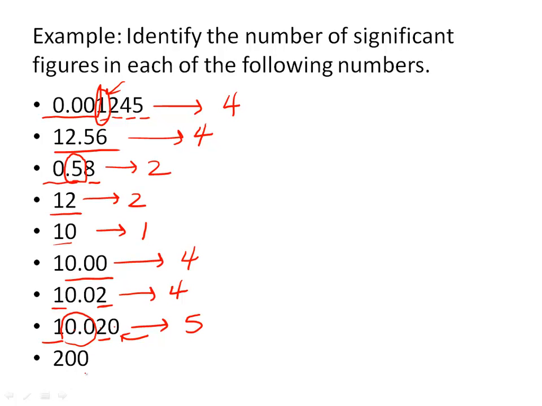All right, and what about the number 200? There are trailing zeros here, but there's no decimal present, right? So that means they're not significant. So 200 would only have 1 sig fig.